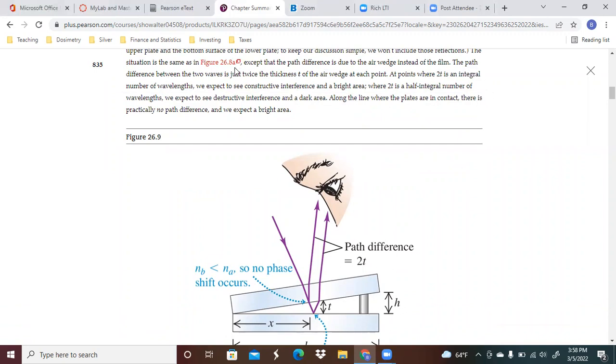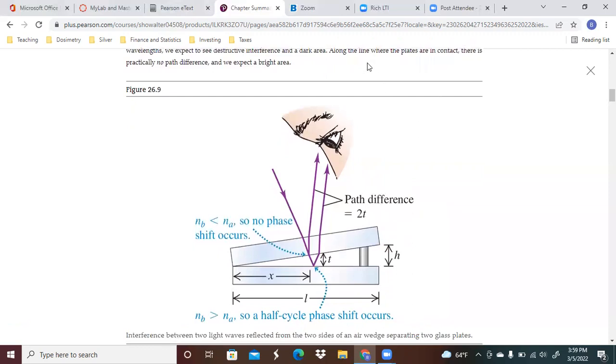The path difference between the two waves is just twice the thickness T of the air wedge at each point. At points where 2T is an integral number of wavelengths, we expect to see constructive interference and a bright area. Where it is a half integral number of wavelengths, we expect to see destructive interference in a dark area. Along the line where the plates are in contact, there's practically no path difference and we expect a bright area.